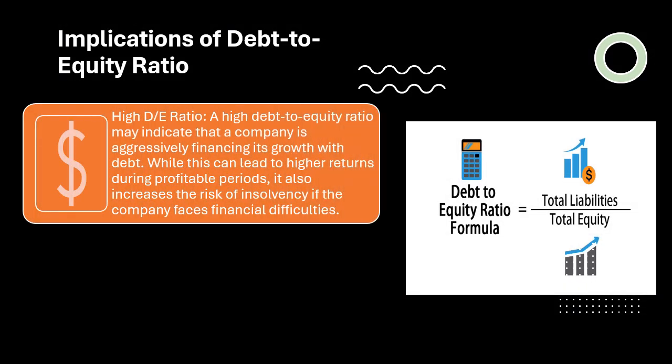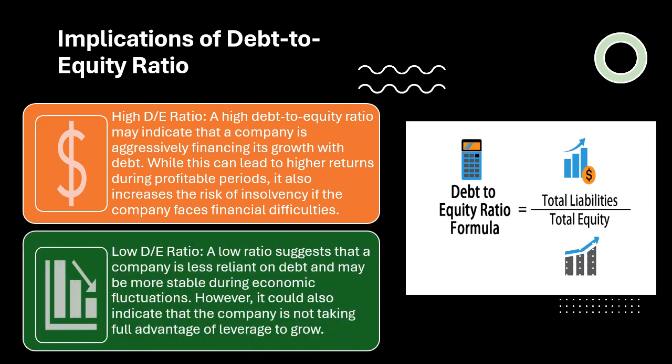High D/E ratio. A high debt-to-equity ratio may indicate that a company is aggressively financing its growth with debt. While this can lead to higher returns during profitable periods, it also increases the risk of insolvency if the company faces financial difficulties. Low D/E ratio.